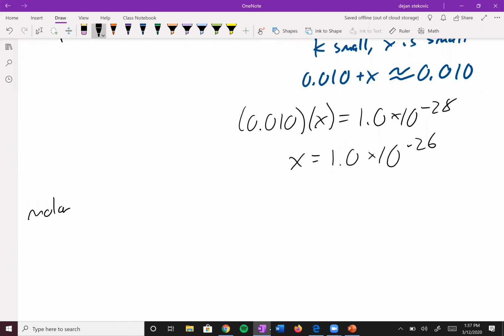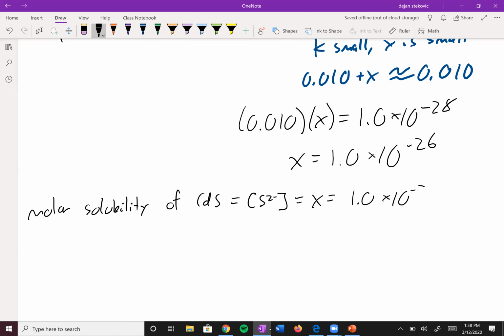So you know your molar solubility of cadmium sulfide is equal to the concentration of the sulfide, because that's the only place where the sulfide could have come from. There was no sulfide in the water already, so it had to come from there. And you know it's a 1-to-1 relationship, so this is equal to x, and thus your molar solubility here is 1 times 10 to the negative 26 molar.